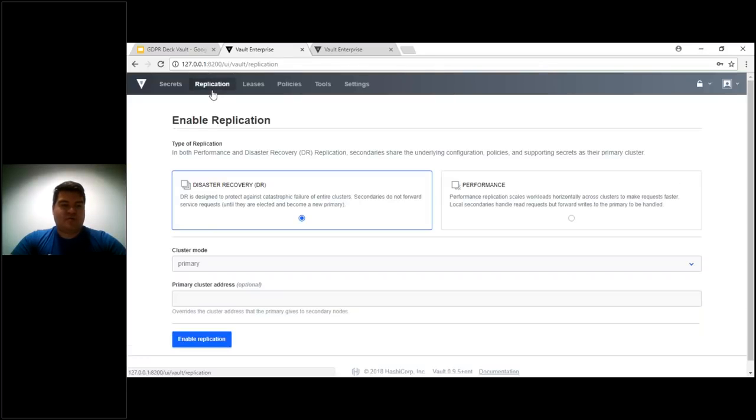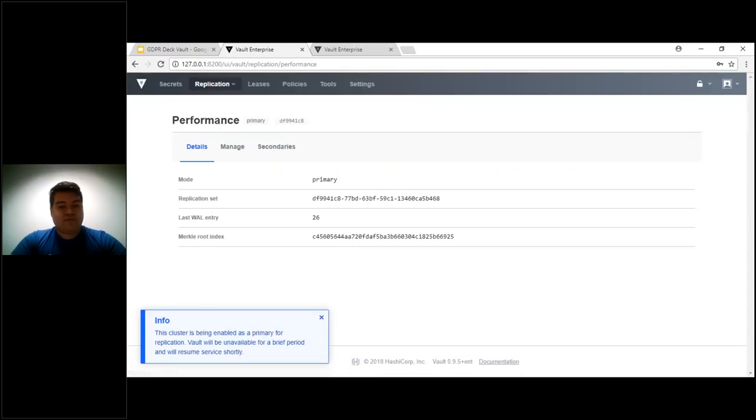All right, so let's go set up a replication relationship here. So here I'm going to set up a performance replication relationship. This is the EU cluster, and the EU cluster is going to be the primary, so it's going to be the leader of this, and I'm going to enable it.